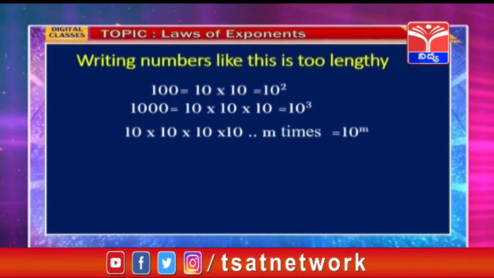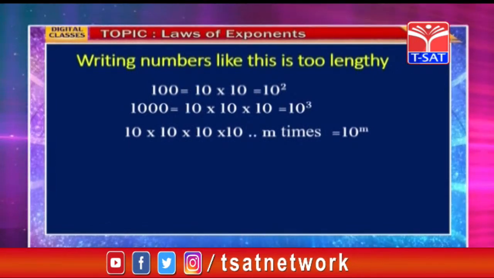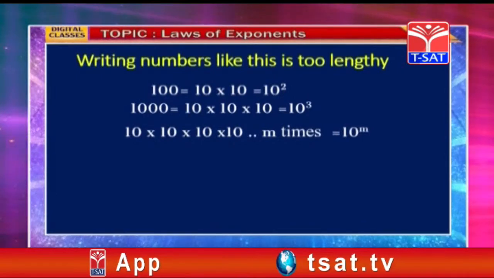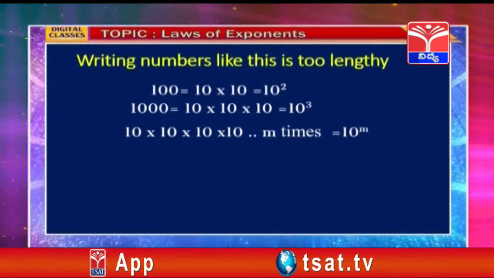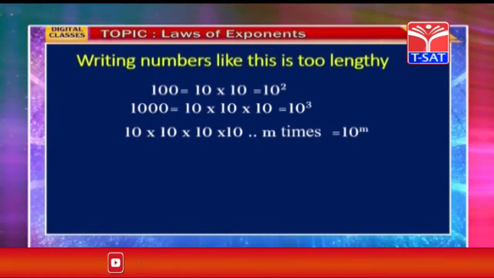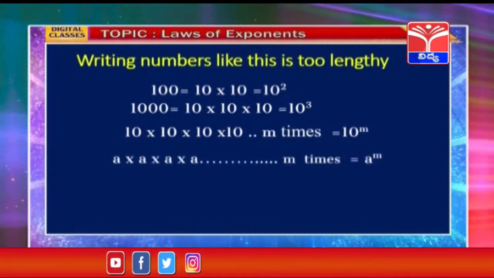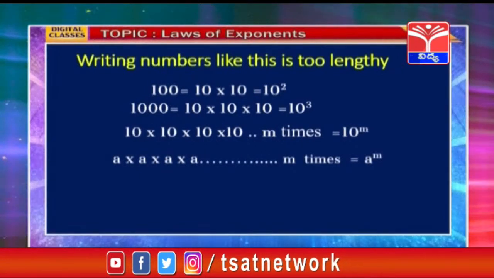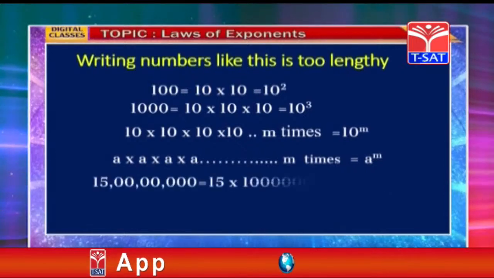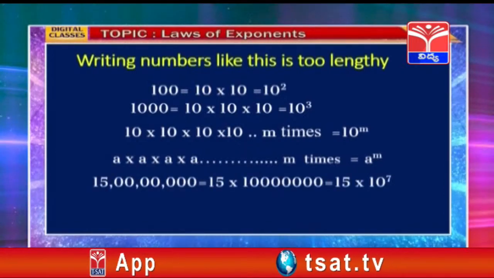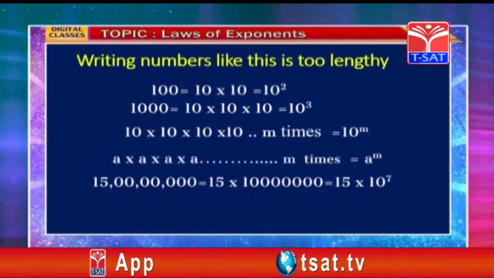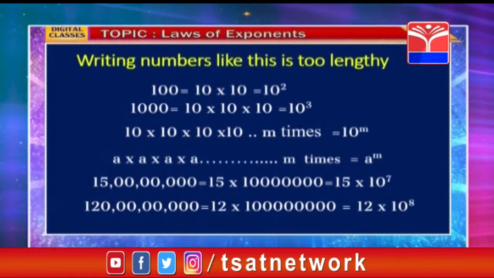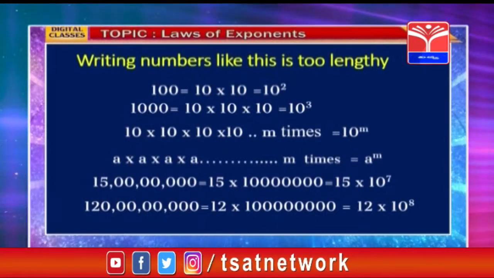Like this, if you multiply 10 m times, 10 into 10 into 10 and so on up to m times, it can be written as 10 to the power of m. Look here, a is multiplied m times, so you can write it as a to the power of m. Like 15 crores can be written as 15 into 10 to the power of 7. And 120 crores can be written as 12 into 10 to the power of 8.